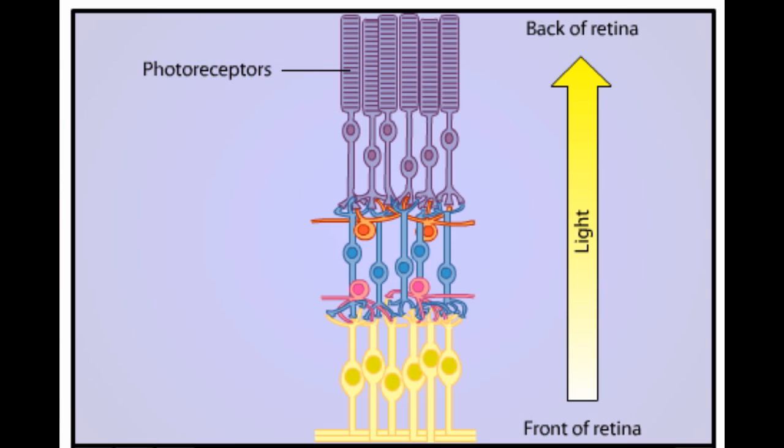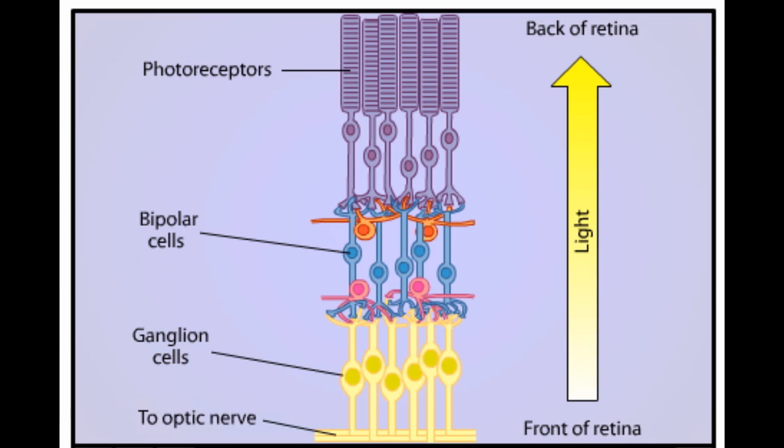Light activates the photoreceptors, which modulate the activity of bipolar cells. Bipolar cells, in turn, connect with ganglion cells located at the front of the retina. The axons of the ganglion cells form the optic nerve, which carries information to the brain. Two other types of neurons, horizontal cells and amacrine cells, are primarily responsible for lateral interactions within the retina.